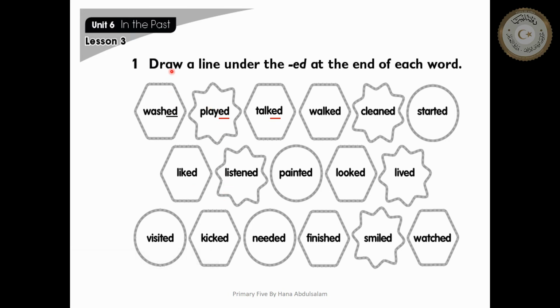Draw a line under the ed at the end of each word. So ed at the end, ed at the end, ed at the end. What we need to do? Underline. Draw a line under it. Draw a line like this one and this one. Try to complete the others.